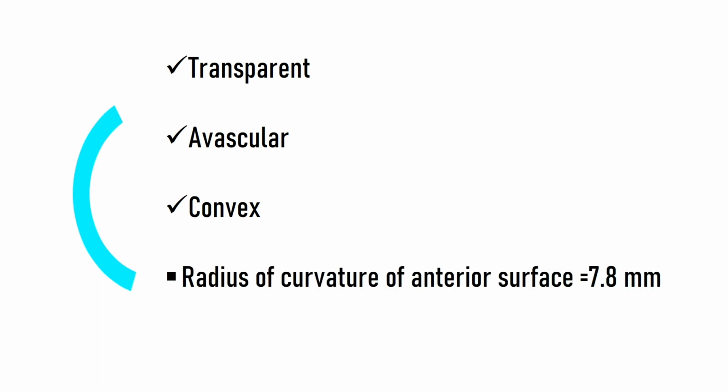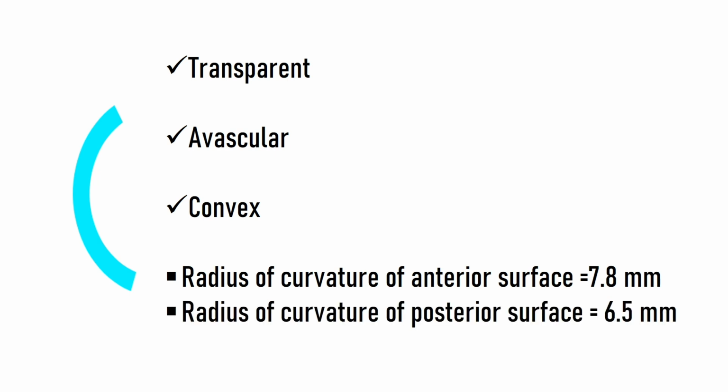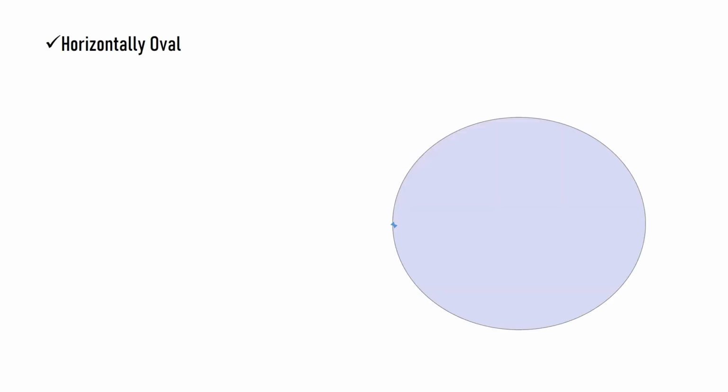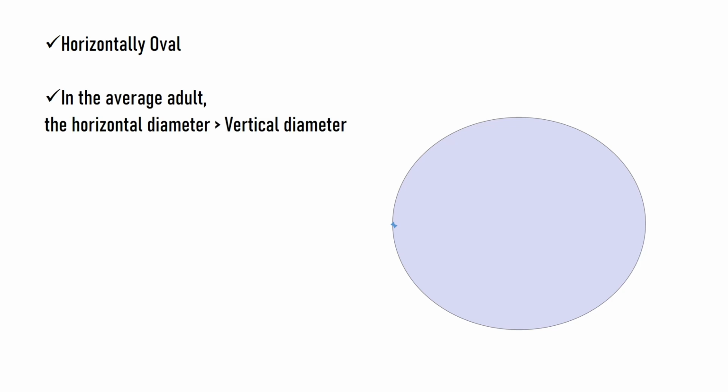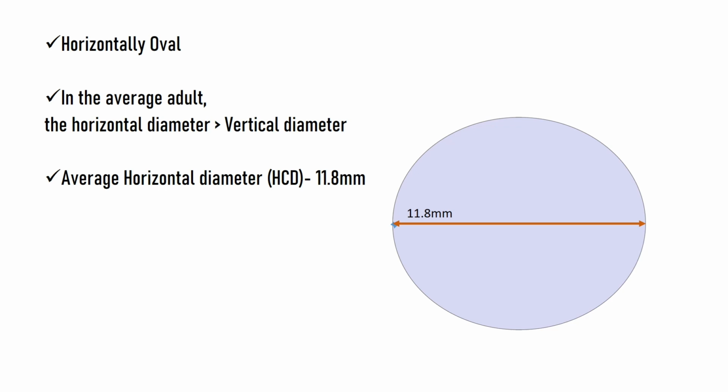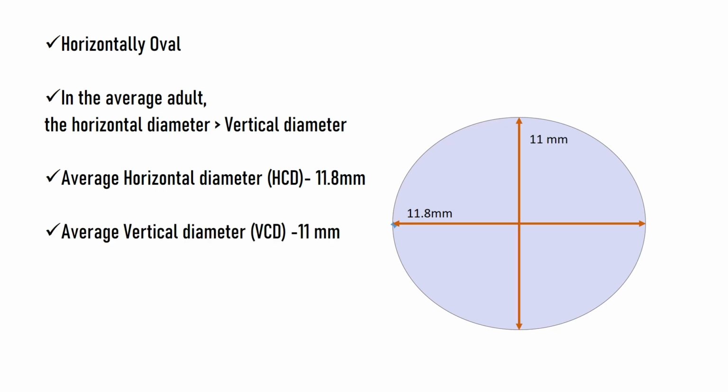The radius of curvature of the anterior surface is 7.8 millimeters, while the radius of curvature of its posterior surface is 6.5 millimeters. If we look at it from the front, cornea has a horizontally oval shape. This means that the horizontal diameter of cornea is more than the vertical diameter of cornea. The horizontal diameter of cornea on an average is 11.8 millimeters, while its vertical diameter is 11 millimeters in an adult eye. This means that the horizontal corneal diameter is more than the vertical corneal diameter by about 1 millimeter.